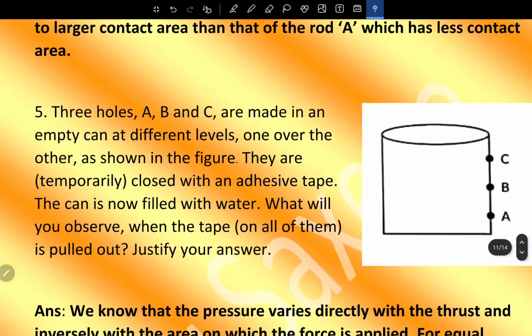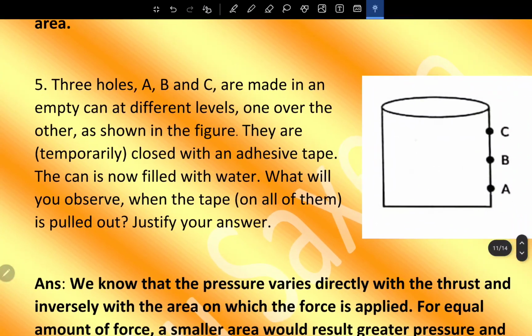Now the fifth question. Three holes A, B, C are made in an empty can at different levels, one over the other as shown in the figure. They are temporarily closed with an adhesive tape. This can is now filled with water. What will you observe when the tape on all of them is pulled out?